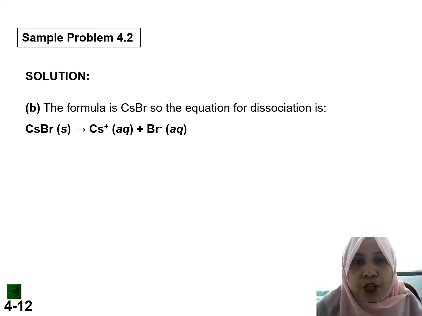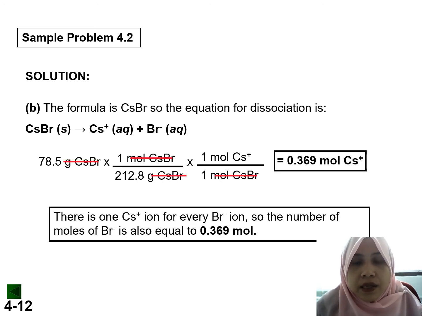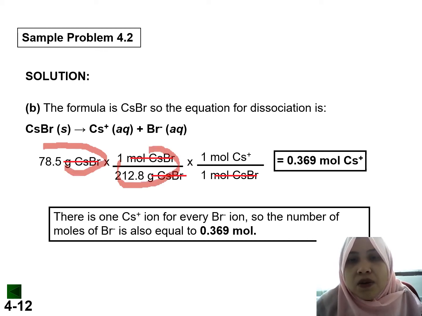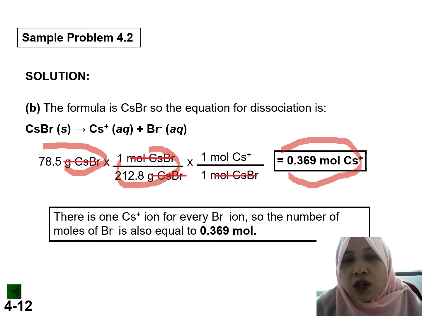Example problem 4.2 requires you to find the number of mole of CsBr first. After you get the number of mole of CsBr, solving this equation, we will get the mole of cation and anion. Since from this equation we can see that 1 mole of CsBr solid dissociates into 1 mole of cation and 1 mole of anion. Therefore, the number of mole of cation equals the number of mole of anion.